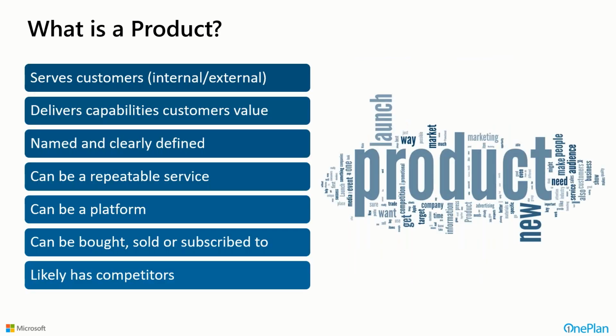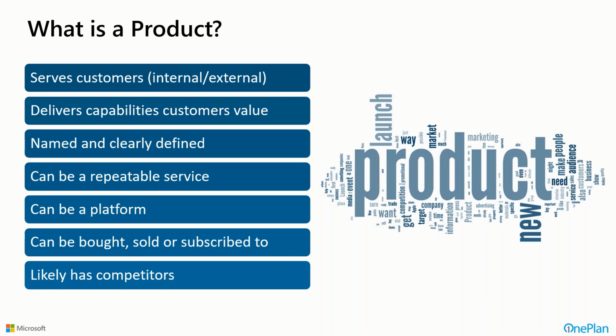Now, what is a product? It may not just be a hard, tangible good that we sell. It's anything that serves a customer, whether it be internal or external in our organizations. It delivers capabilities that customers value. It's something that you can clearly name and clearly define. It's something that you can put your arm around. And it can even be something like a repeatable service that somebody wants to consume. It could even be a platform technology-wise that somebody wants to subscribe to or buy. And it's anything that can be bought or sold or subscribed to.